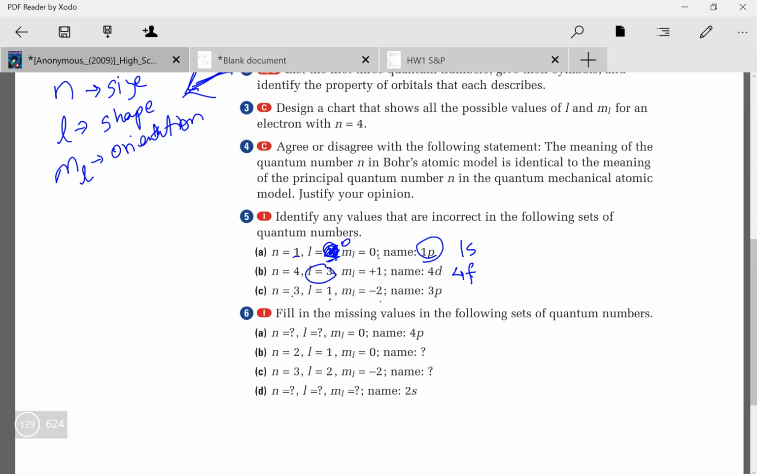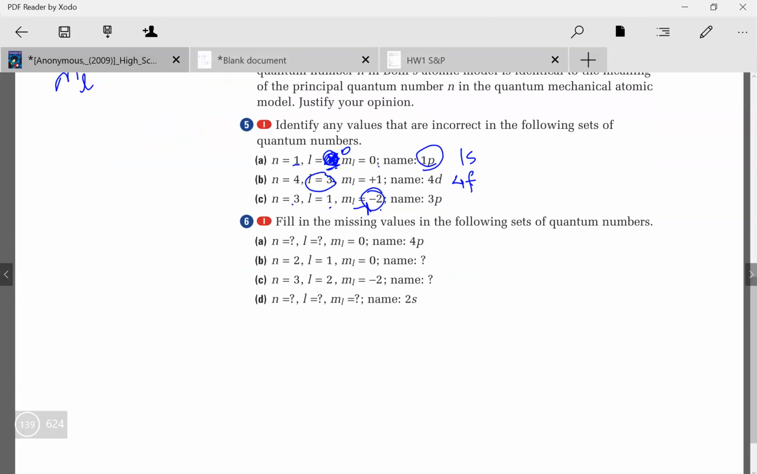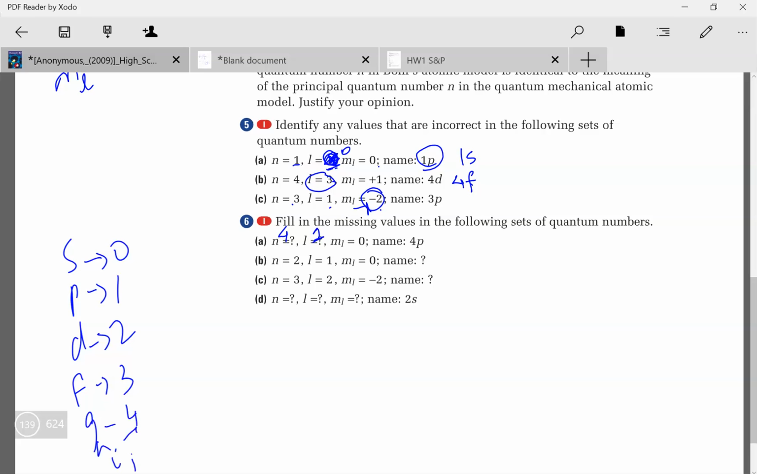3p, -2 can't be a number. This has to be -1. So 4p means n equals 4, L equals 1. Again, you just have to remember S is 0, P is 1, D is 2, F is 3. Technically G, H, I, J, K keeps going on 4, 5, 6, 7, whatever, but we're not going to talk about those. We stop at F, really.